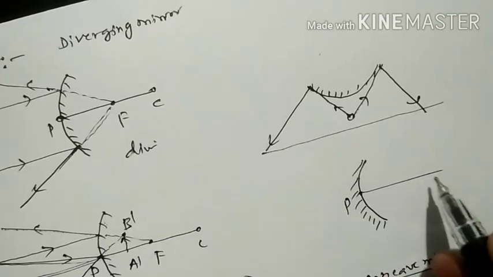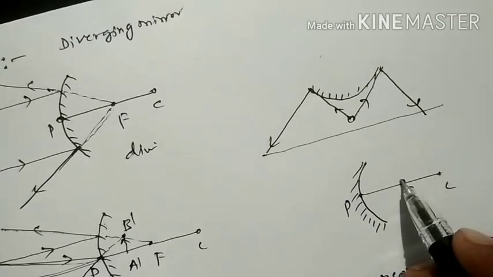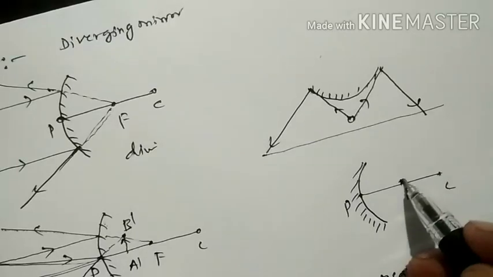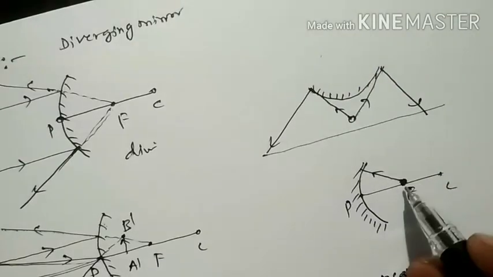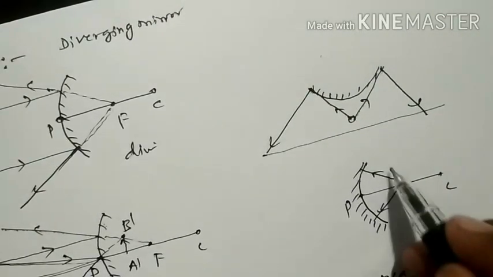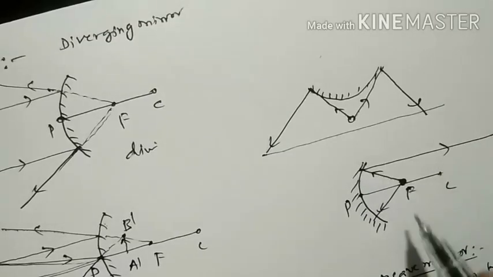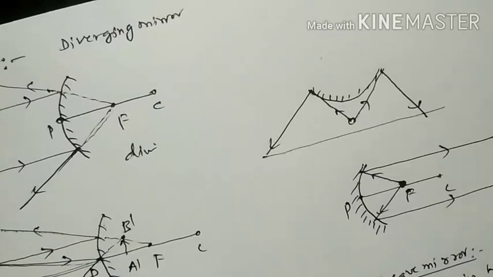This is the pole, this is the focus and this is the center of curvature. We don't bother about it. You place a bulb here, so that the source of light is here. Light rays go forward as well as backward. They are going from the focus. After reflection, what happens? They become a parallel beam. A parallel beam means they will go to a larger distance.